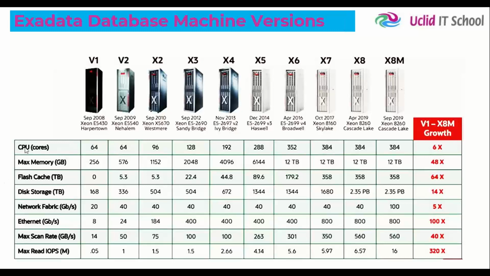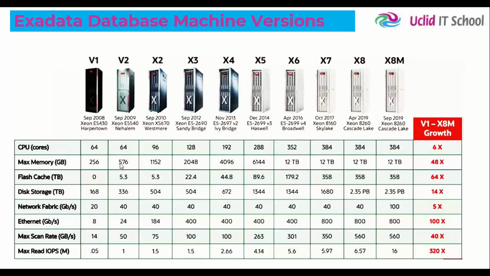Suppose you take CPU. In version 1, we had only 64 CPU per rack. But now if you take X8M, we have 384 CPU cores. So that is a 6 times improvement. Similarly, memory: in version 1, we had a total of 256 GB memory. But now in X8M, we have 12 terabytes of memory per rack.